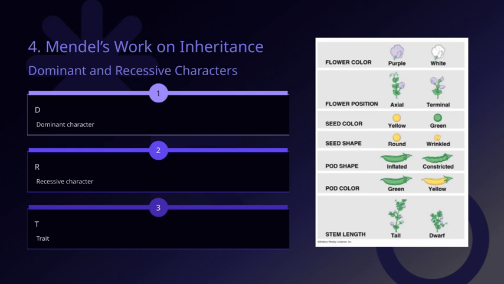This slide also highlights that some traits are dominant, meaning they mask the effect of recessive traits when present. Recessive traits only appear when an organism inherits two copies of the recessive allele. Understanding this distinction is fundamental to Mendel's work on inheritance, which we'll explore further. These concepts form the foundation for how traits are passed from one generation to the next, helping us understand the inheritance patterns we observe in many organisms.